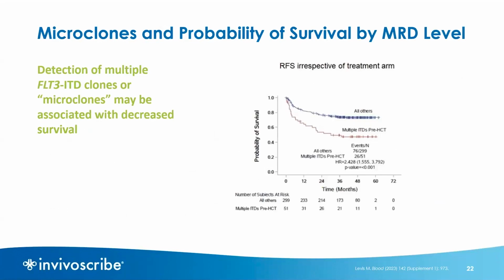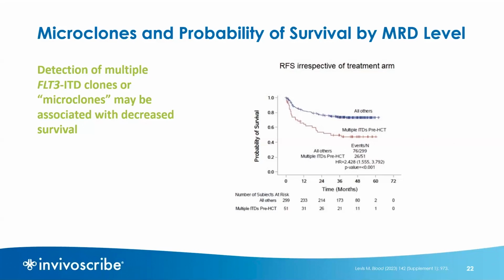Yet another publication that addresses the topic of microclones shows that ITD frequency, or the number of ITDs present in the sample, also has prognostic implications. So here I introduced the subject of microclones, which are smaller populations of cells that have different genetic makeup, basically have 2 or more FLT3 ITD clones present at diagnosis.